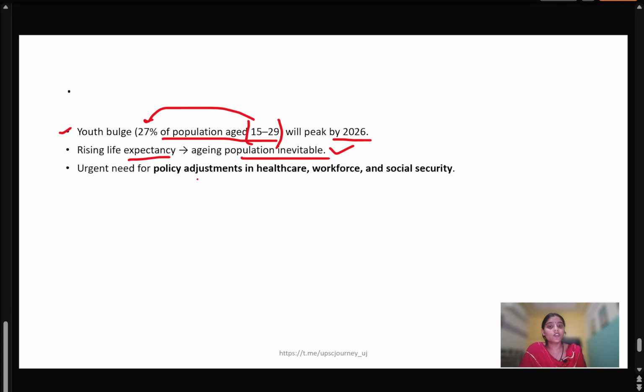And there's an urgent need for the policy adjustment in healthcare, workforce, and social security. So if there will be more aging population, then we have to frame a policy adjustment in the healthcare sector, workforce, and then social security reforms.